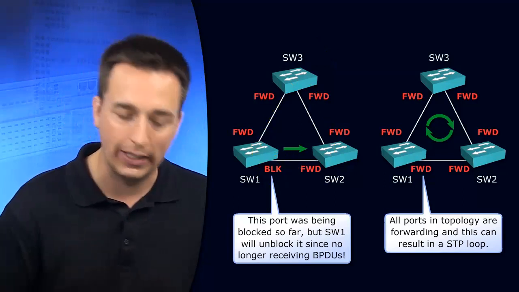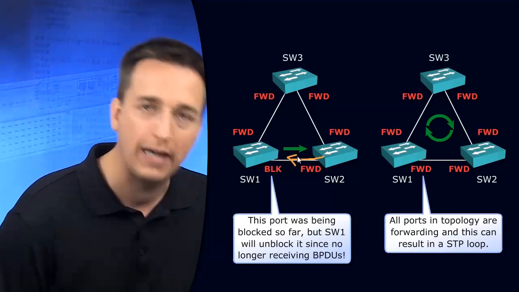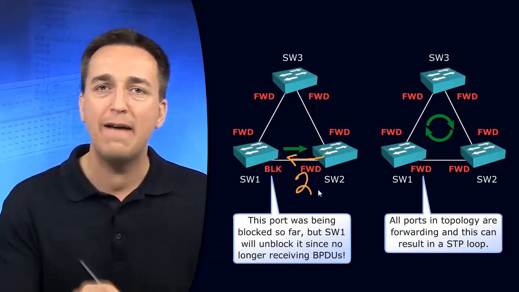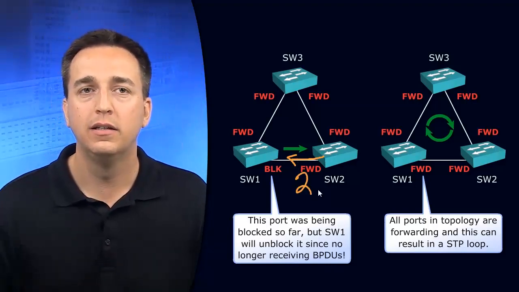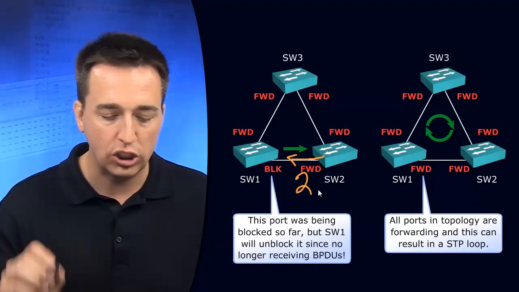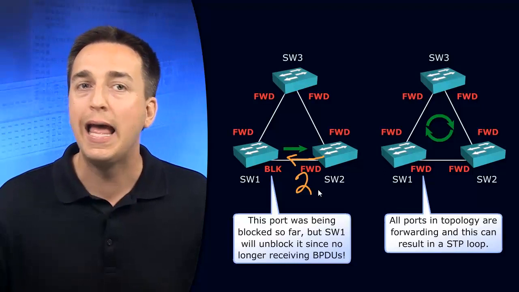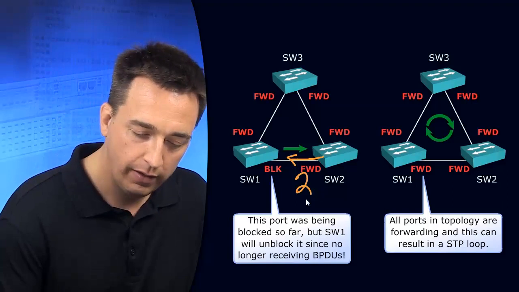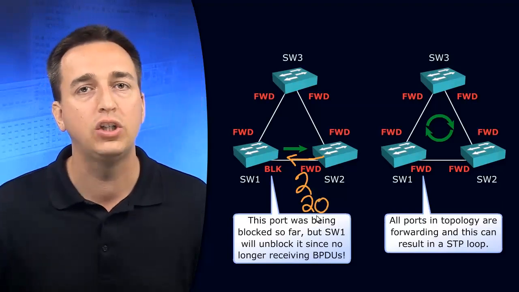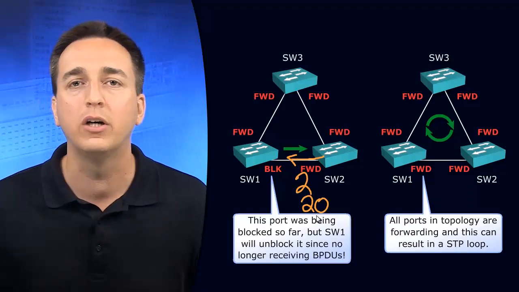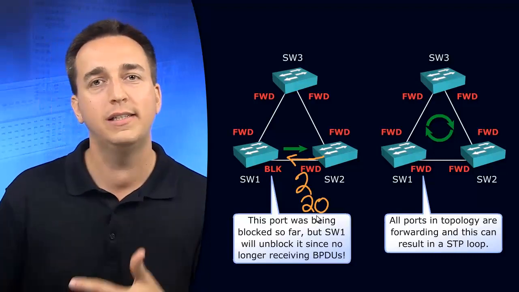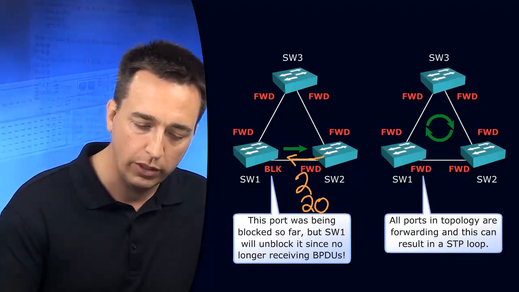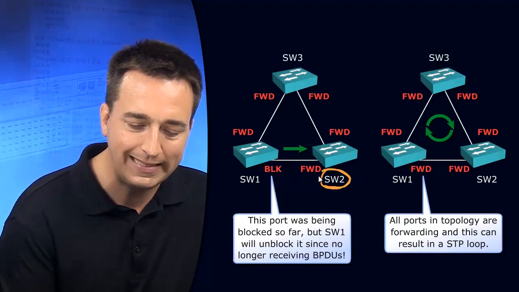But what is the blocked port expecting? The blocked port is expecting BPDUs every 2 seconds. What happens if the blocked port stops receiving BPDUs? How long will it wait? It'll wait for a grand total of 20 seconds, which is the max age timer. And then once that max age timer expires, the blocked port goes through the listening state, then the learning state, then the forwarding state.